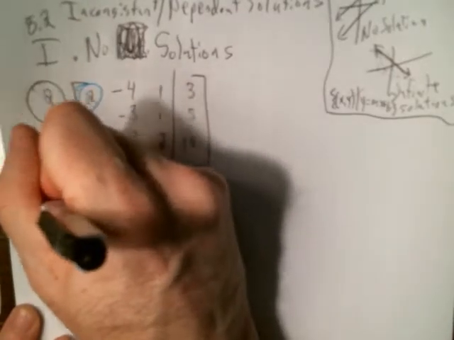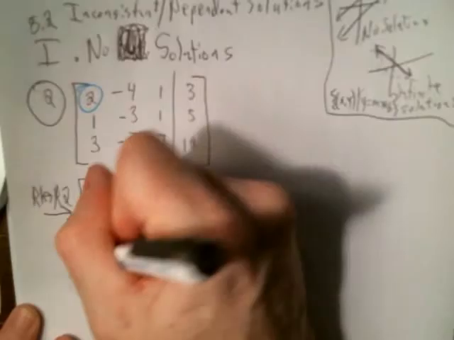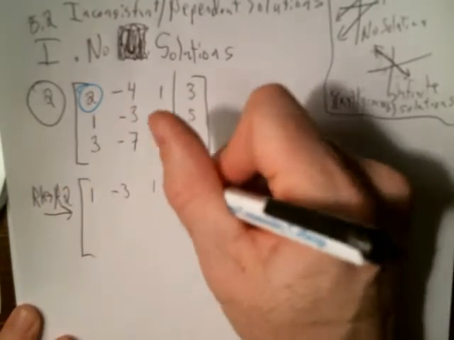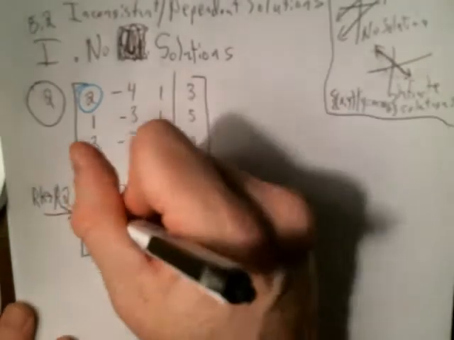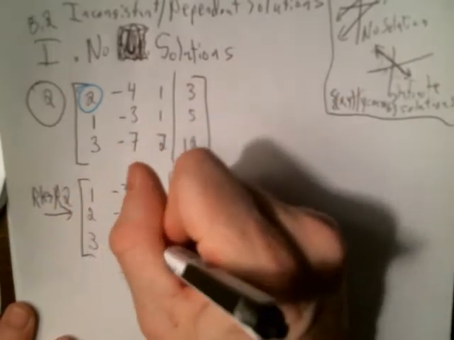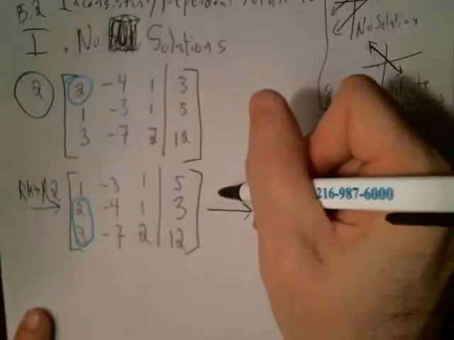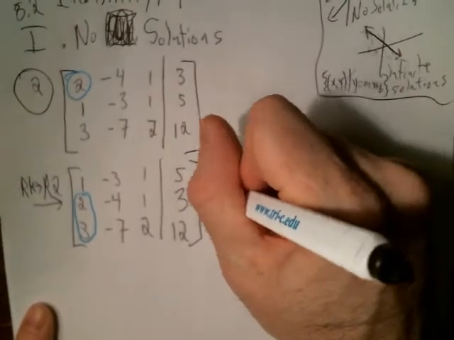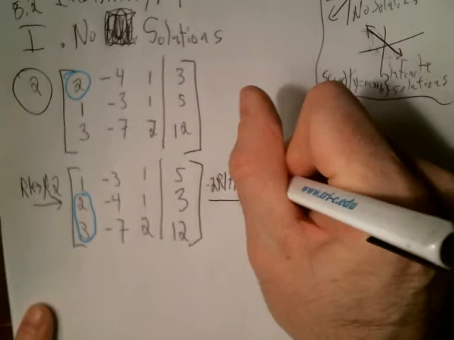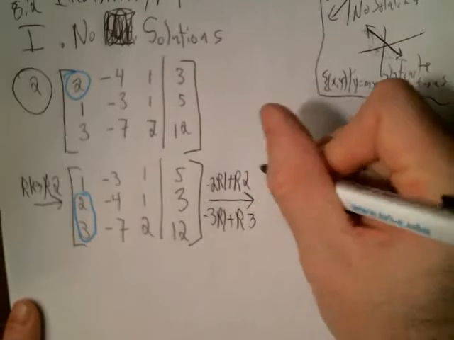So I swap row 1 and row 2, and I end up with 1, -3, 1, 5. And then I have 2, -4, 1, 3. And then I have 3, -7, 2, 12. Then I want to get zeros below that position, so here and here. So I'll multiply the first row by -2: -2 row 1 plus row 2. And then -3 row 1 plus row 3.